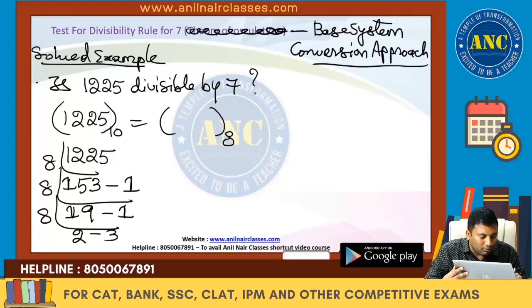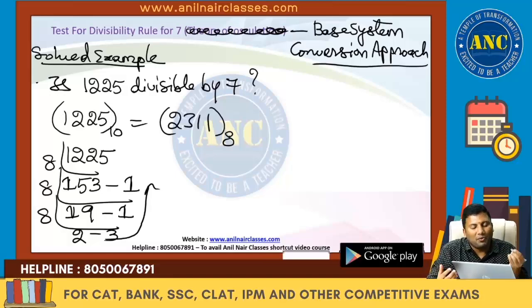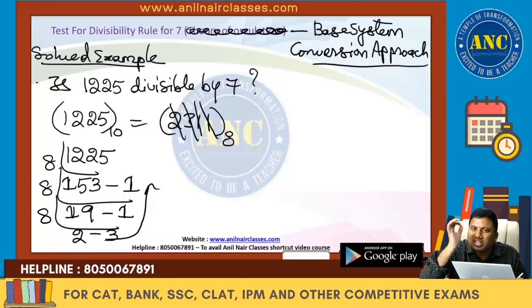Right, from bottom to top: 2 3 1 1 in base 8. What is the divisibility rule for 7 in base system 8? Sum of the digits should be divisible. 5 plus 2, 7, so it is divisible. This is how I want you to think.